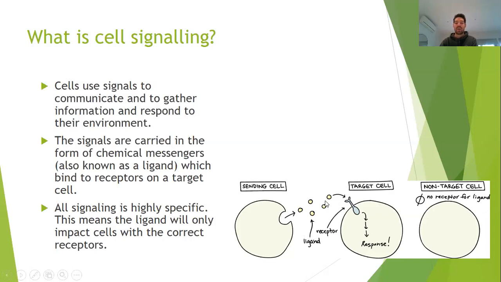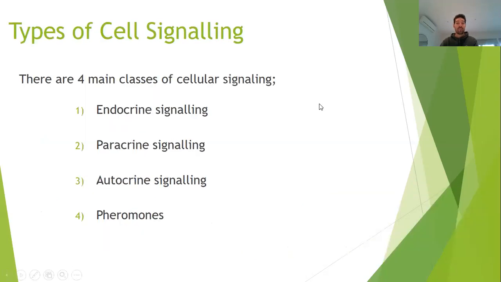So as you can see in this diagram, this is our sending cell, these round circles are our ligands, and here is the receptor that is complementary, meaning that this ligand will bind with this receptor. And that will initiate some sort of response by that cell. This other cell doesn't have the right receptor and therefore won't receive that message. So it means that cell signaling is highly specific, and all forms of cell signaling rely off this sort of diagram. So there are 4 types we're going to learn about today: endocrine, paracrine, autocrine, and pheromones. And they're just 4 different types of cell signaling.